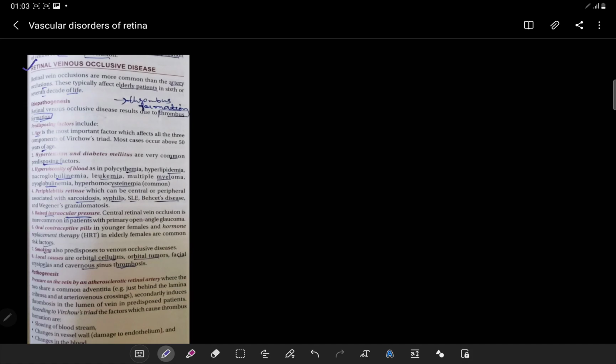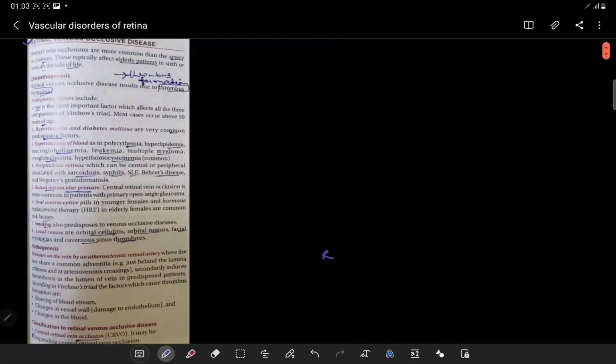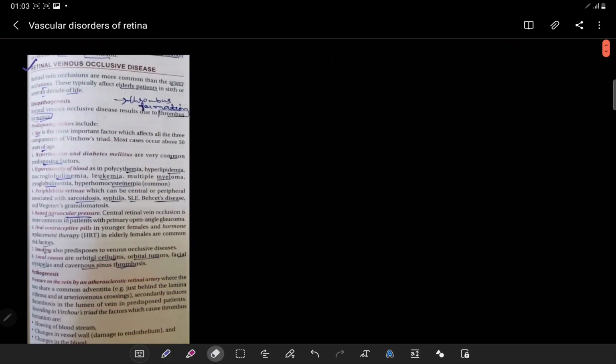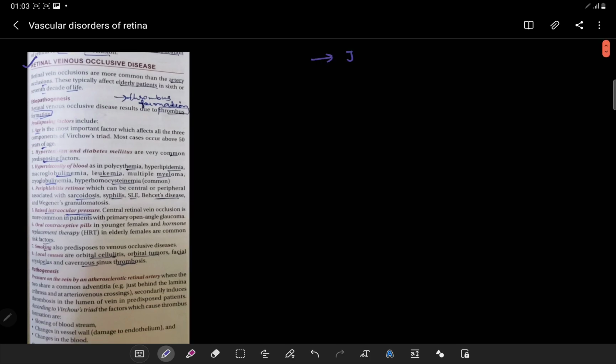So we have to understand that retinal vein occlusions are considered more common as compared to artery occlusions, and these affect elderly patients in the 6th or 7th decades of life. Now we have to discuss the pathogenesis. Retinal venous occlusive disease is first due to thrombus formation, which causes the occlusion of the vein.